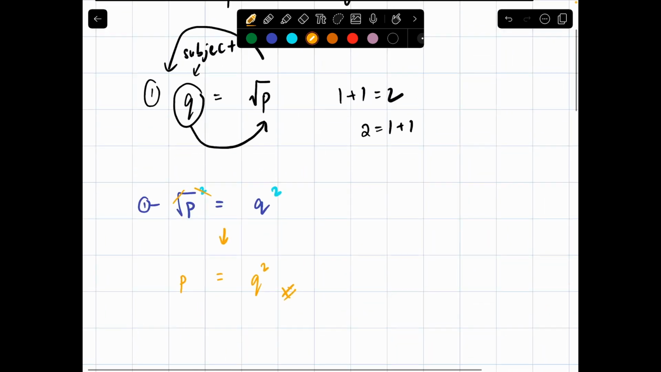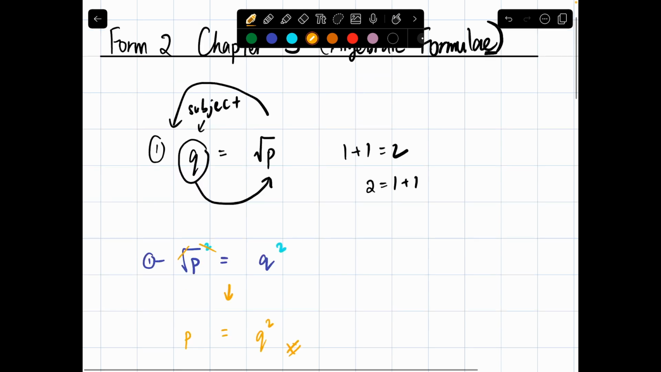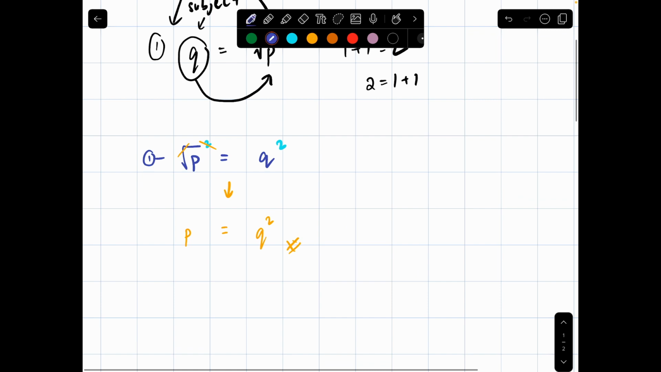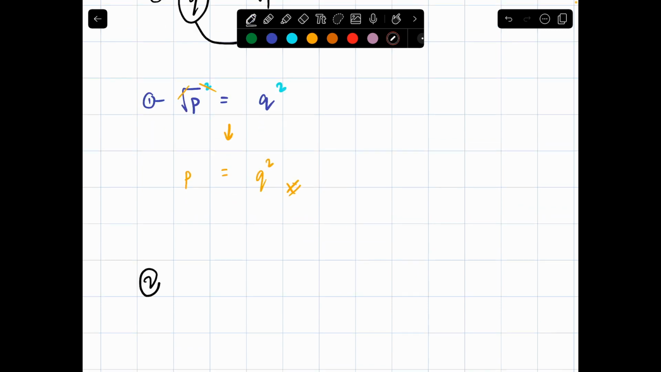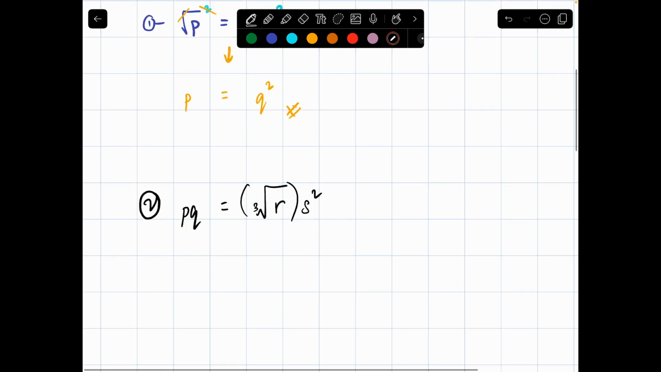This is the entirety of the concept. We just change the position and neutralize that particular subject that they want us to change until it becomes alone. Just for example, in this case, just P. But things can get difficult when the alphabets become much more complicated. For instance, we have PQ equals to the cube root of R times S squared. There's a bracket right over here. And then they want us to make R the subject.